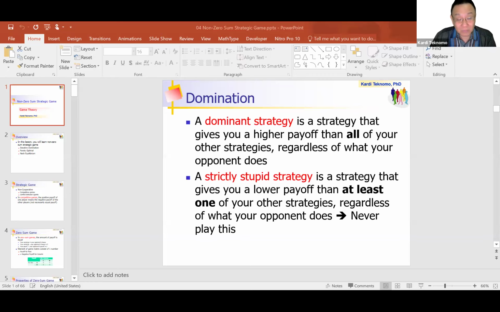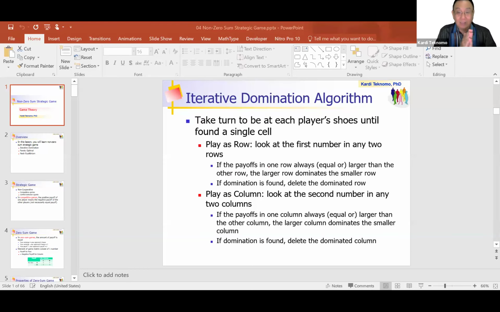Okay, so don't do strictly stupid strategy. What is that strictly stupid strategy? It's a strategy that gives you lower payoff than at least one of your other strategies, regardless of what your opponent does. Okay. So always try to play dominant strategy if you can find, but don't do this strictly stupid strategy.